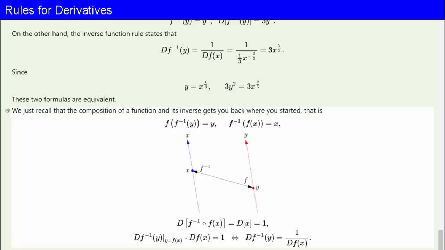Now use the chain rule on the left. The derivative of f inverse at the point f of x times the derivative of f at x is 1. And that's equivalent to saying the derivative of f inverse at the point f of x is 1 over the derivative of f at the point x.